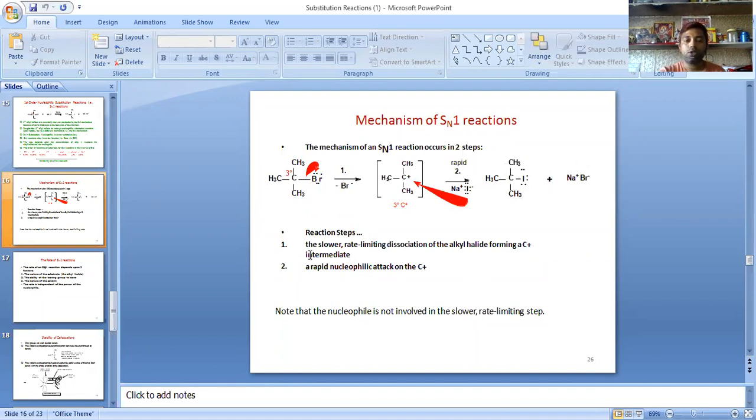Regarding the reaction steps, the slower one, step 1, the formation of the carbocation, is the rate determining step. It is the slow, rate limiting dissociation of the alkyl halide forming a carbocation intermediate. The second step is a rapid nucleophilic attack on the carbocation to form the product. Understood? Note that the nucleophile is not involved in the slower rate determining step. That is why it follows first order kinetics. Understood?